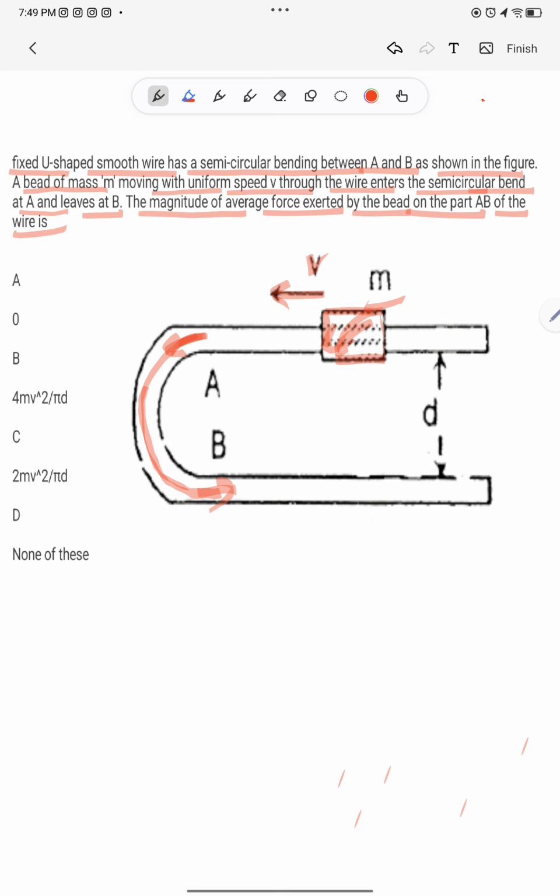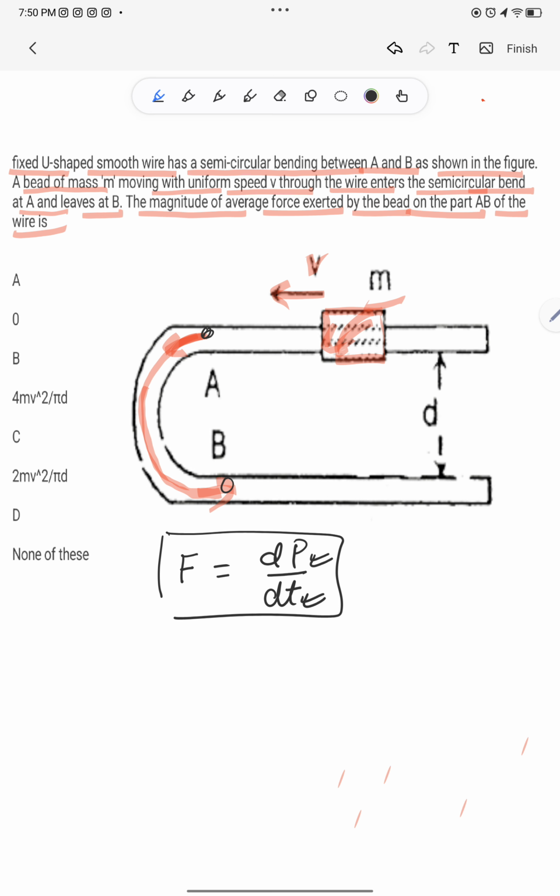Now, how can we solve this? The question is asking about the force, and we know force is nothing but dp by dt. That means the rate of change of momentum is force. So first of all, we have to find the change of momentum, and we also have to calculate the time taken by the bead from A to B.